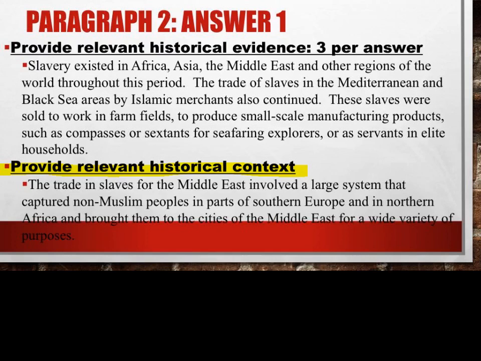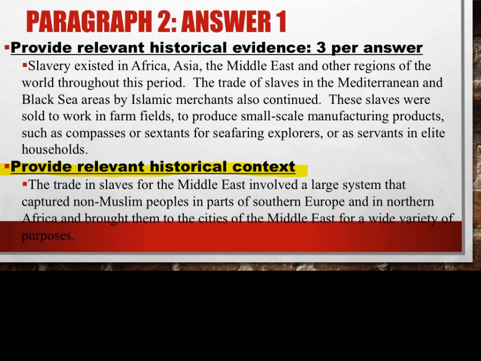The trade in slaves for the Middle East involved a large system that captured non-Muslim peoples in parts of Southern Europe and in Northern Africa and brought them to the cities of the Middle East for a wide variety of purposes. So, in these first few sentences, I explained that slavery existed in other parts of the world during this time period. These are the people that ran the slave trade network in this part of the world.